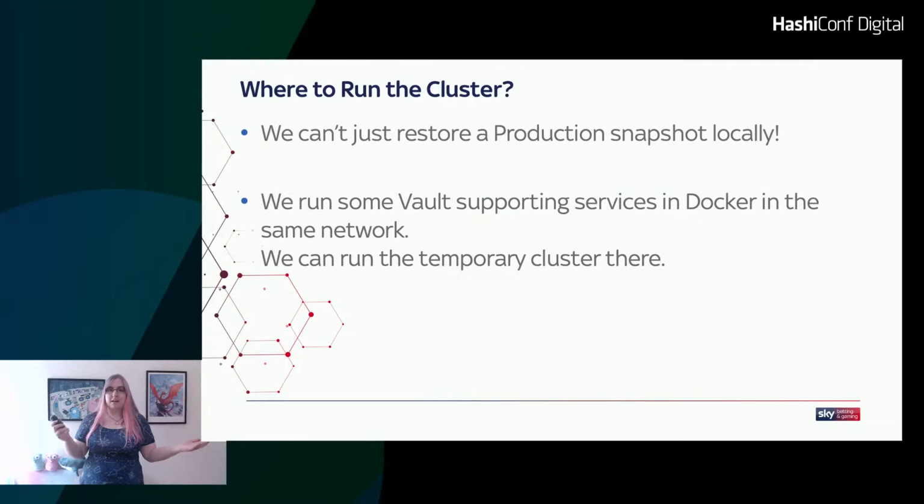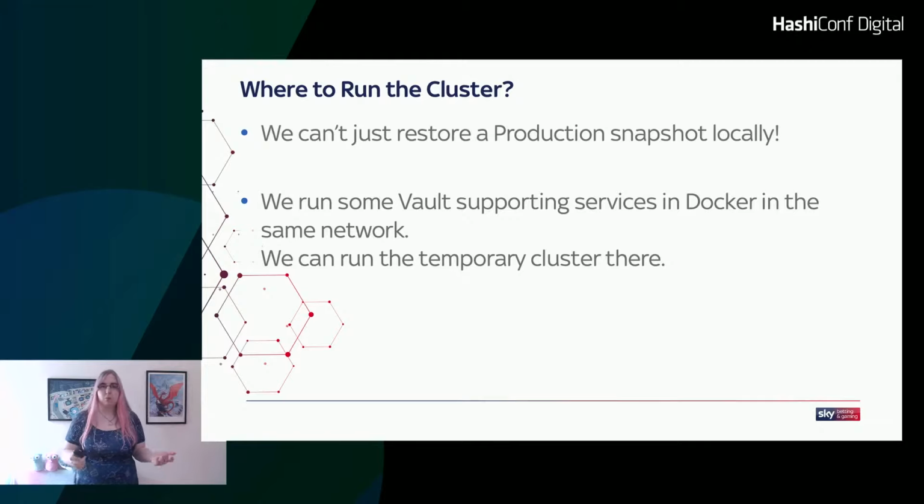So we can spin up a cluster. Now we just need to figure out where we're going to run it. Spinning up a new cluster on our dev laptops is one thing, but we don't want to put production data onto our local machines. And similarly, we don't want to put it in test. Even if it's encrypted, it's still production data. So we needed somewhere in our production network that we could spin this up.